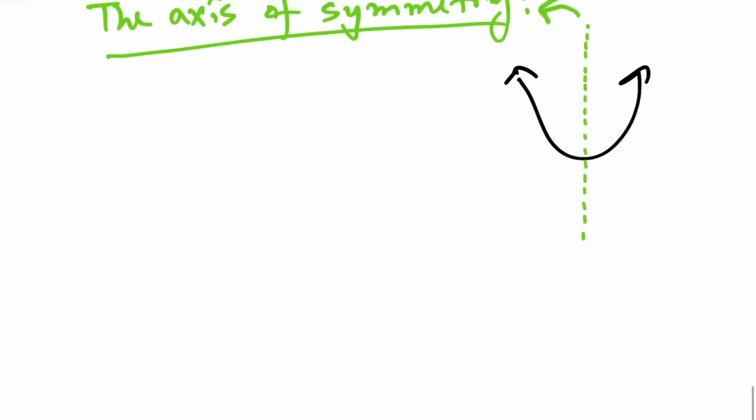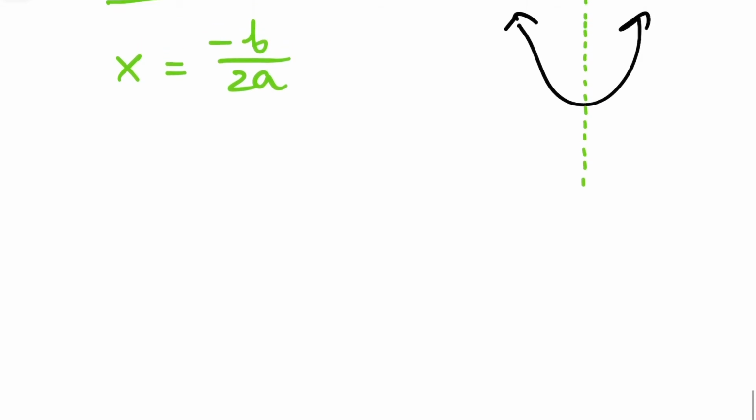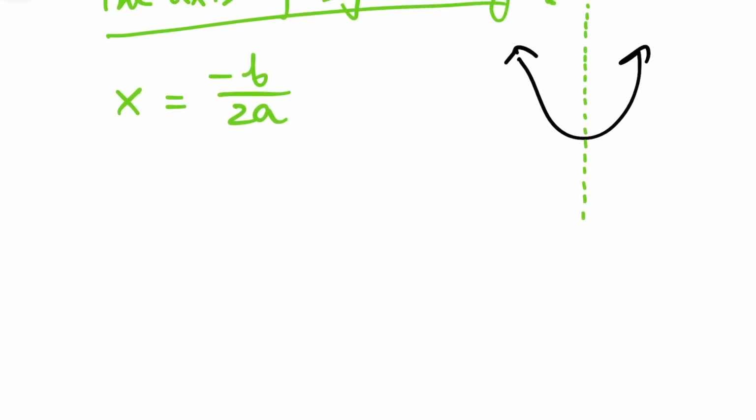All right, so let's talk about the axis of symmetry. What is the axis of symmetry? The axis of symmetry is the vertical line that divides the parabola into two equal halves. As you can see, this is our axis of symmetry, this vertical dotted line. The easiest way to find the axis of symmetry is using the formula. The formula says x equal to negative b over 2a.